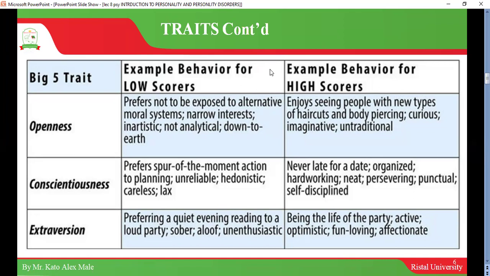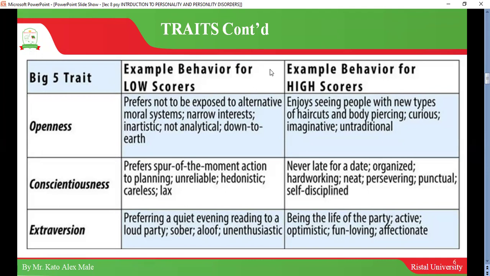They're not so much into what has been ongoing, or what has been known as common. For example, they're always okay with progress, with what is going to happen than what has happened. They're okay with learning new behavior than practicing previous behavior. Then conscientiousness prefers spur of the moment action or to planning, unreliable, hedonistic, and careless. Yeah, that's a low score example.